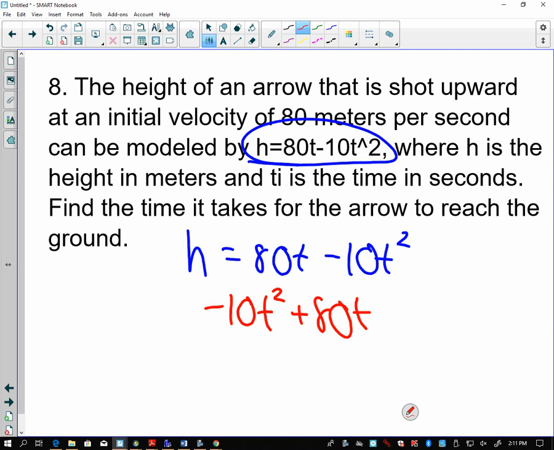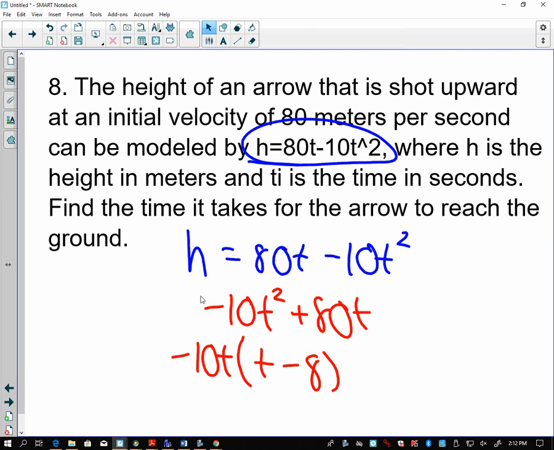What would you take out? So you're going to take out negative 10t, okay, because negative 10t will go into both terms, correct? Okay, what are you left with on the inside? T minus 8. Okay, great. This is the work that you have to show. You have to show this work because anything else is baloney. Okay?